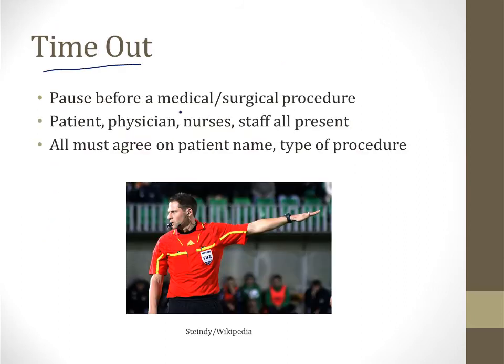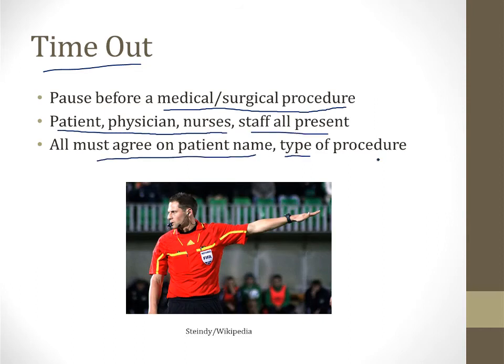A timeout is a pause before a medical or surgical procedure. It's done when the patient, physician, nurse, and all staff are present. Everyone has to agree on the patient's name and the type of procedure, and this includes the patient. So, for example, before a surgical operation in the operating room, the surgeon, the staff, and the patient will all stop. They will list the patient's name and date of birth, and they will state the study that must be done, and everyone must agree before they proceed. And this is a way of preventing some of those never events we discussed. For example, when the wrong patient gets the wrong surgery or something like that.